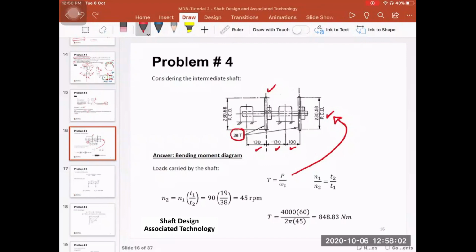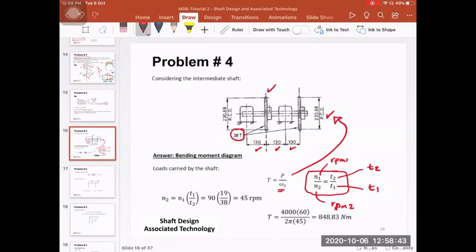So the torque is equal to the power divided by omega 2, where omega 2 here is the speed of this shaft, but we don't have the speed of this shaft. But we can exploit the idea of the gear ratio. We say that N1 over N2, which is the RPM of shaft 1 over the RPM of shaft 2, is equal to the number of teeth on sprocket number 2 divided by the number of teeth on sprocket number 1.